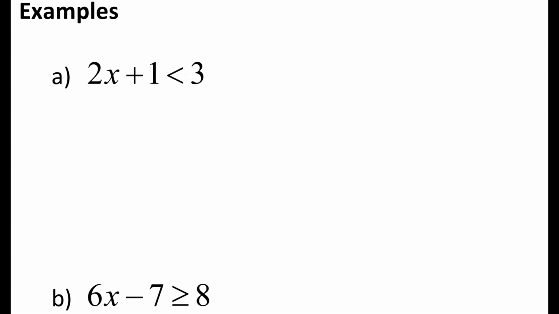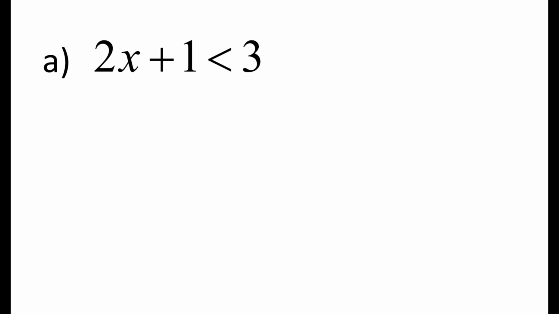Our first example is 2x plus 1 is less than 3. So what we need to do is isolate x by itself. Before we can do that though, we have to combine our like terms. Now we have 2x plus 1 and we want to move this plus 1 to the other side of the equation. The way that we do that is we do the opposite. We have addition, so plus 1. So what we'll do is subtract 1.